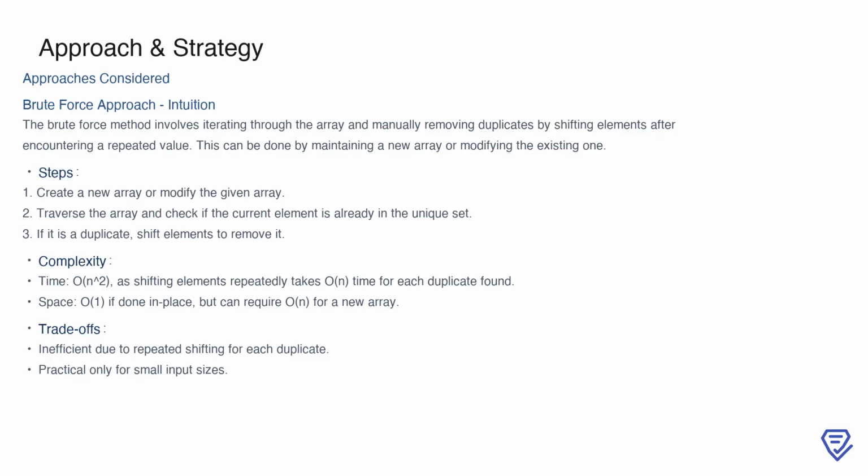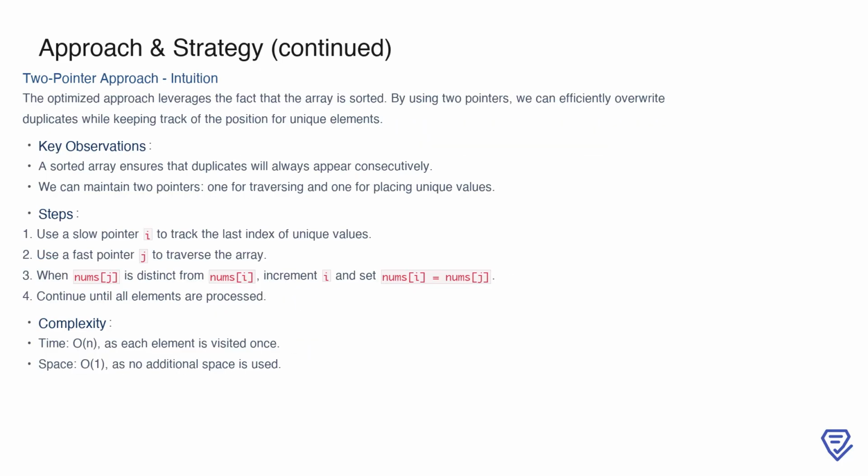The space complexity is O(1) if we modify the array in place, but it becomes O(n) if we use a new array to store unique elements. This approach is generally inefficient and only practical for very small input sizes. A more efficient solution is the two-pointer approach, which takes advantage of the fact that the array is sorted. Here, we use two pointers to efficiently overwrite duplicates while maintaining the position for unique elements.